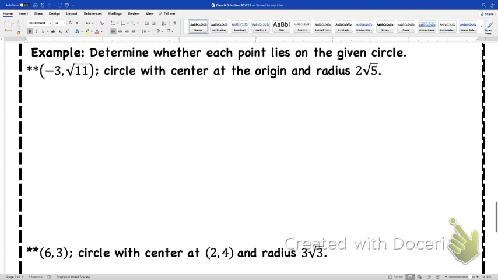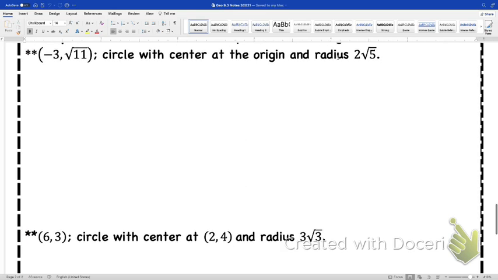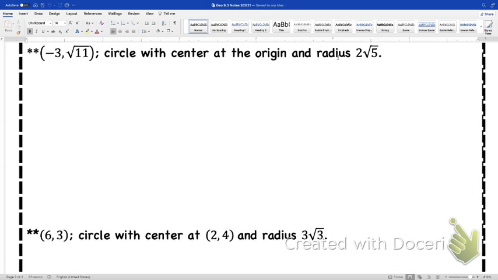Okay, determine whether each point lies on the given circle. So we have two of the same examples like we just did. Are we going to do them any different? No. Okay, I'm going to move this up so hopefully I can do them both. We're going to do this one together and the next one you're going to do on your own. Got it? Okay, so actually I'm going to kind of prompt you to go through this one.